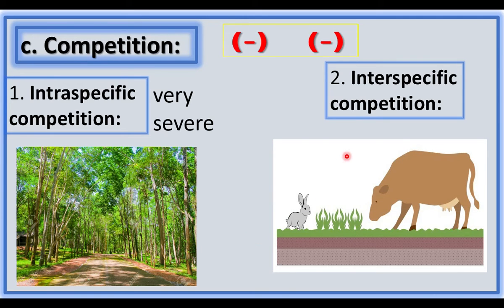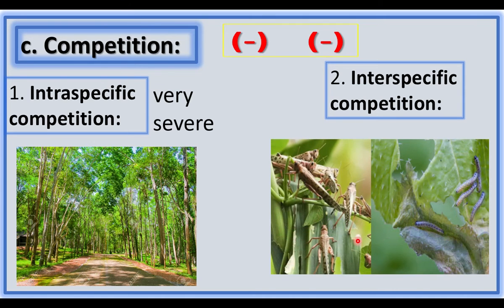Now let us see interspecific competition. When there is plenty of water and nutrients available, grasses grow well. At that time, the competition will not be severe. Due to shortage of water during summer, the grasses slowly disappear. At that time, the competition among the herbivorous animals will be very severe. The interspecific competition among the herbivorous animals will be very severe during drought condition. At that time, they may migrate to some other areas. Caterpillars and grasshoppers struggle with each other for leaves.